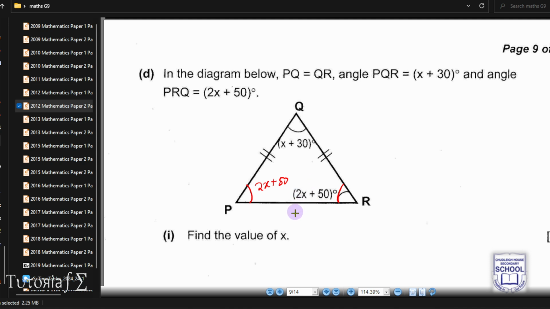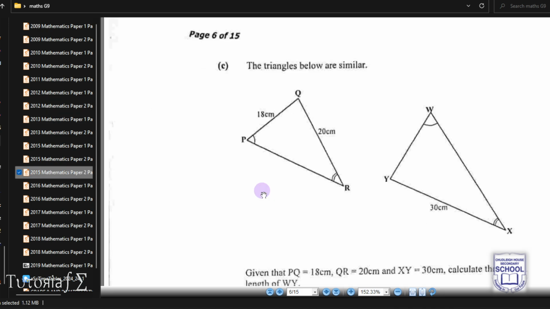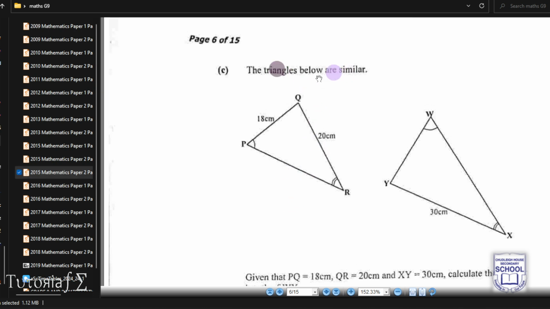Okay, then we have, let's see. All right, so here's one last question on similarity and congruence. So you see that these triangles are similar, and you are given the lengths here. So you just use the ratios. You will compare sides that are similar.